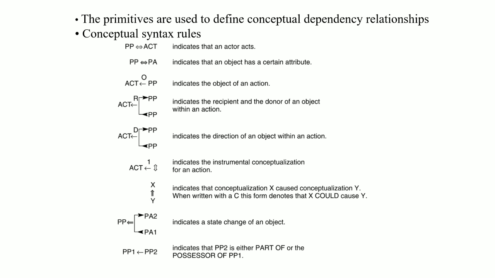PP ACT, John runs. PP and ACT indicate that an actor acts. Then PP PA indicates that an object has certain attributes. These are the rules. You can go through these different rules.